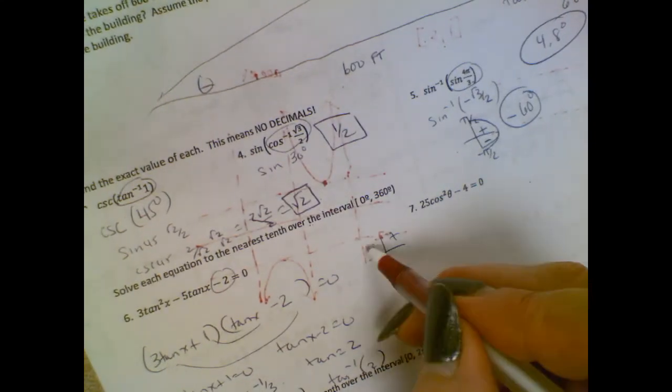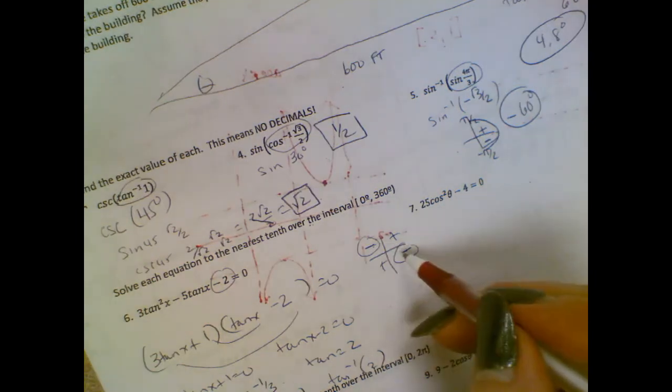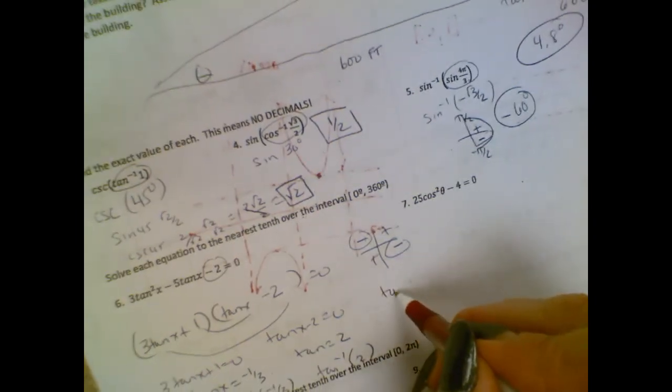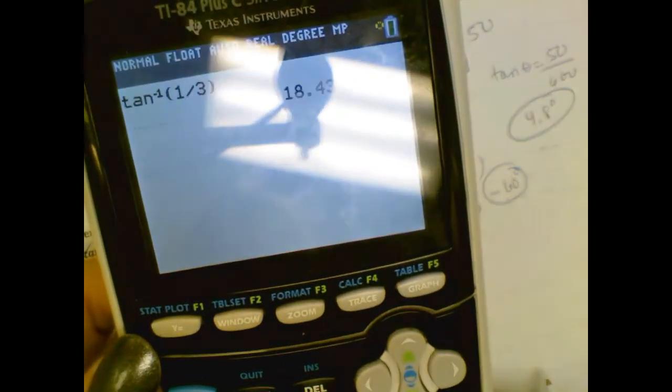Tangent's negative here and here. But to get these answers, you're going to have to punch this in the calculator. The positive 1/3. I keep hitting the wrong button on my calculator, but I'm doing it. We'll look later. Come after school or before school to go over that.